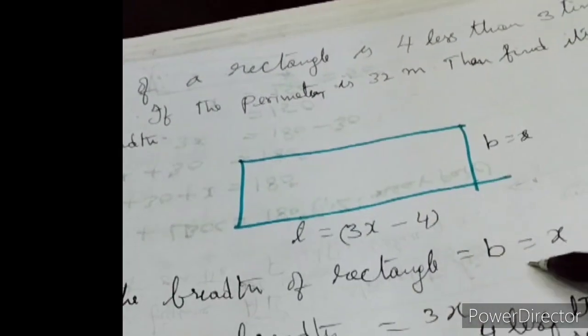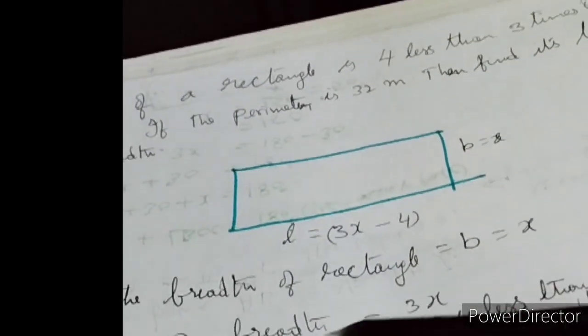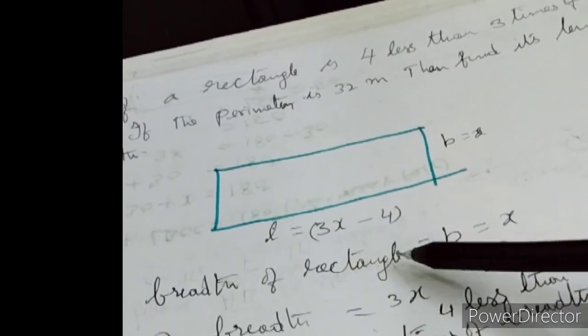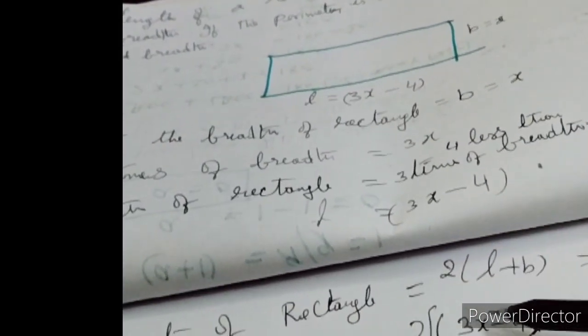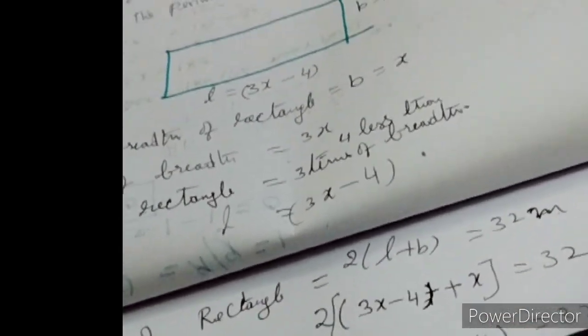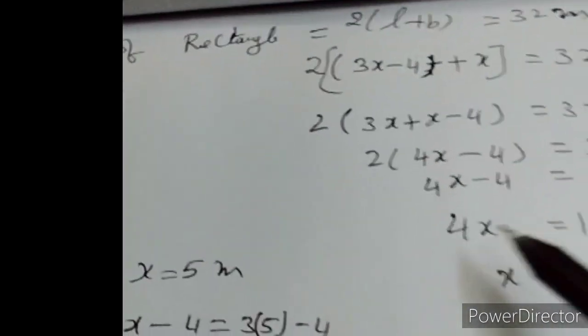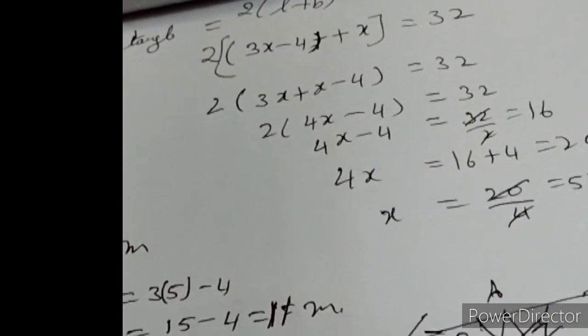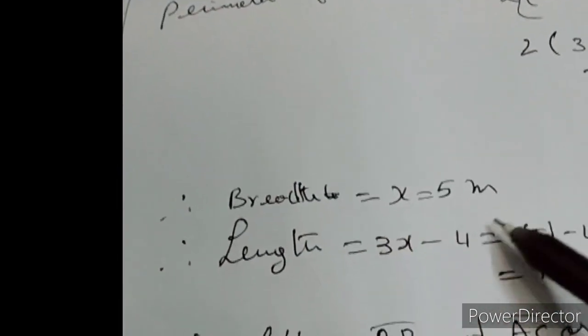We know that let B is equal to x. 3 times of x is what? 3x. 4 less than means what? 3x minus 4. So, according to the given condition, the L value is 3x minus 4. Now you see 2 of L plus B, 32 meters. You simplify and transpose. Finally, you will get 4x, transpose minus 4, you will get 20. 20 by 4 is what? 5. Substitute the value. Least value is 5 meters.